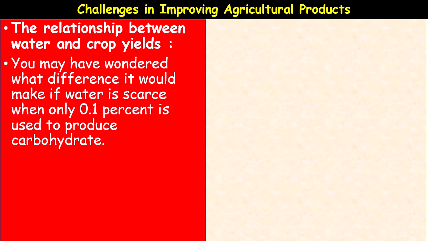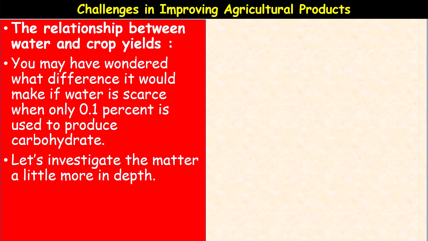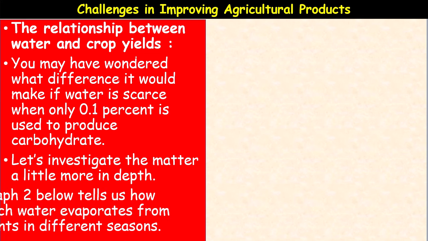You may have wondered what difference it would make if water is scarce, when only 0.1% of the water is used to produce the carbohydrate by the plant. You may get a doubt: then why pour a bucket of water? No need. That kind of opinion you may get, but water plays a very important role. Let us investigate the matter a little more in depth.